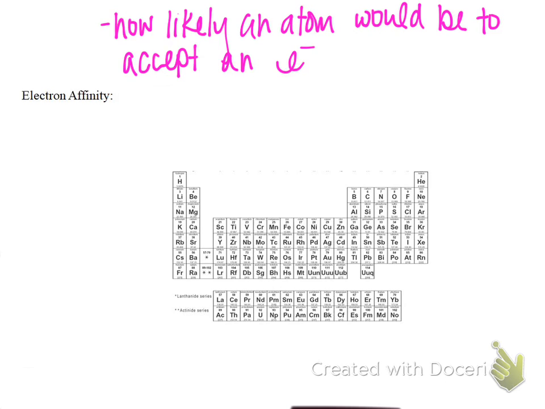Okay, so the real definition of electron affinity says the energy change that occurs when a neutral atom obtains an electron. Okay, so realistically what we're looking at here is how likely is an element to take an electron. Is there anything in particular on the periodic table that you think might have a high electron affinity? Any particular group or region or anything like that?